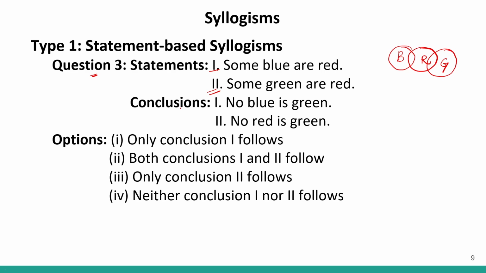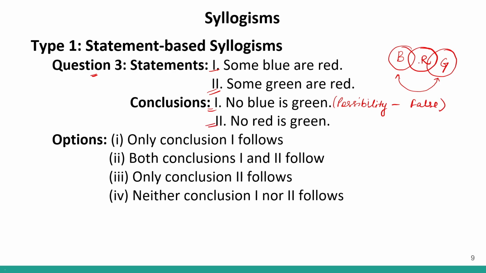Now let us look at the conclusion. Conclusion 1 says no blue is green. Again, it is a possibility, but it may or may not be true. So again, it is a possibility, but it is not mentioned. So I will say this is false. Correct? Conclusion number 2 says no red is green.